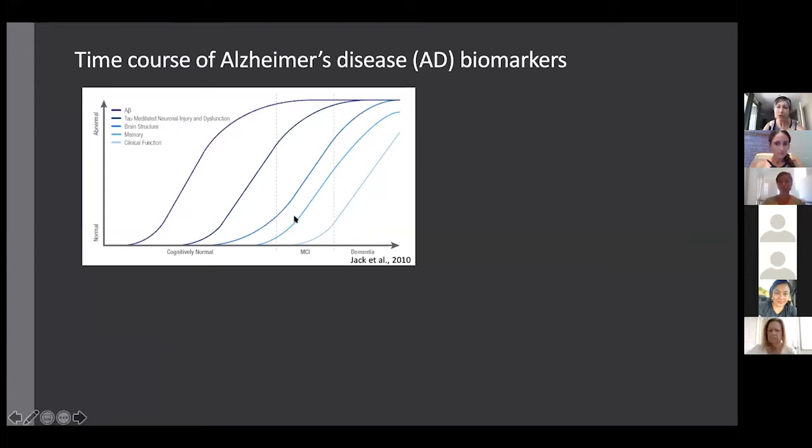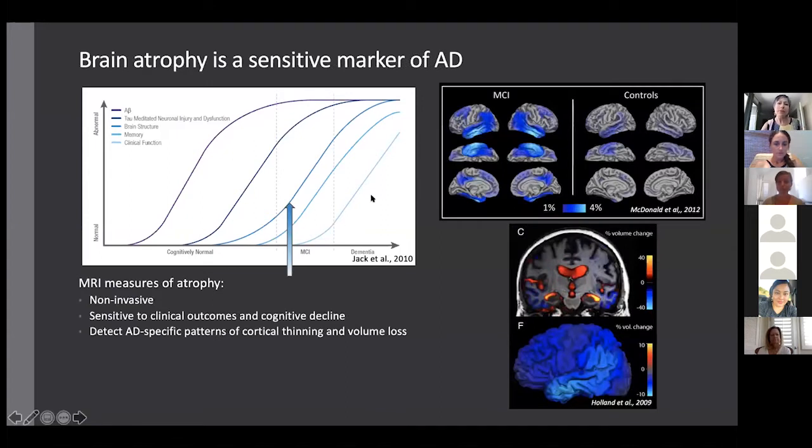After these structural changes, cognitive impairment begins to emerge, with the most notable deficits in memory, followed later by impairment in other domains such as executive function and verbal fluency. And ultimately, functional and behavioral disturbances appear that characterize full-blown dementia. Now, of these biomarkers, MRI measures of brain atrophy have become one of the most valuable and widely used markers of disease progression and disease risk.